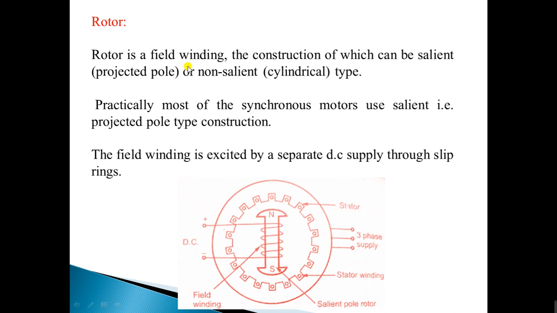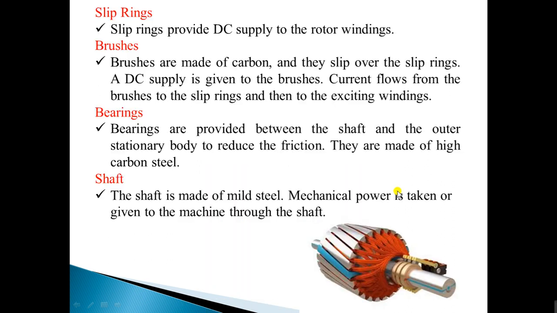The construction can be salient pole or non-salient pole type. Practically, most synchronous motors use the salient pole type, that is, projected pole type construction. As we said earlier, the field winding is excited by a separate DC supply through slip rings. See here in this diagram, a separate DC supply is given to the rotor through the field winding. The slip rings in the rotor provide DC supply to the rotor windings. Here slip rings are provided.